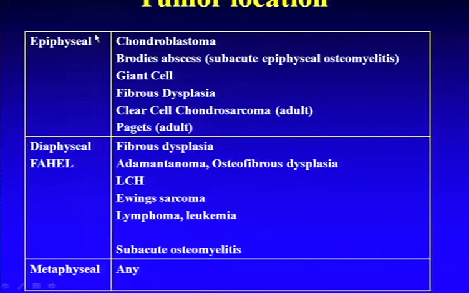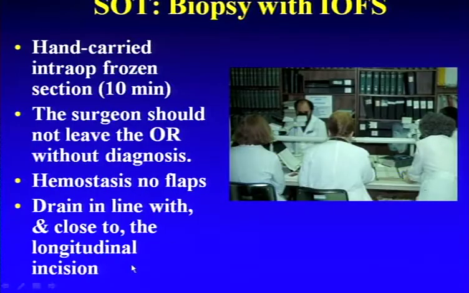The epiphyseal processes, Brodie's abscess of the epiphysis, we'll talk a little bit about that, and that can mimic a chondroblastoma. They look a little different, and then all of these tend to occur mostly in adults, and these are processes which involve eventually the epiphyseal ends of long bones. And finally, metaphyseal, which is the most common, and pretty much anything can involve the metaphysis, so it doesn't help you too much there. But as stated before, the key, when you take a patient to the operating room, get a frozen section.